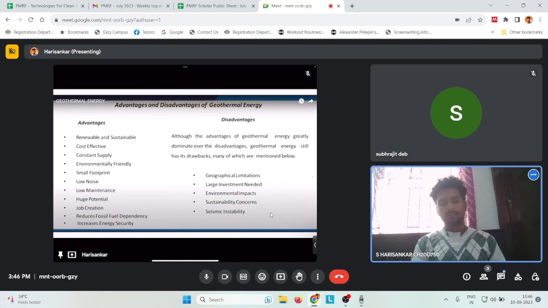So what are the advantages and disadvantages of geothermal energy? Some of the advantages are that it is renewable and sustainable, and emissions are very low or negligible. It is cost effective because the heat is already there under the earth's surface. We don't have to build a lot of construction to harvest this energy.